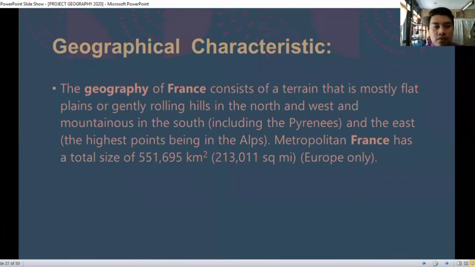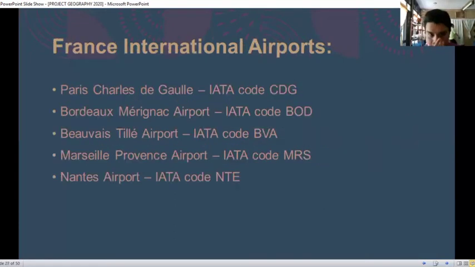Next we have geographical characteristics. The geography of France consists of terrain that is mostly flat plains or gently rolling hills in the north and west, and mountainous in the south, including the Pyrenees, and the east, the highest points being in the Alps. Metropolitan France has a total size of 551,695 kilometers.